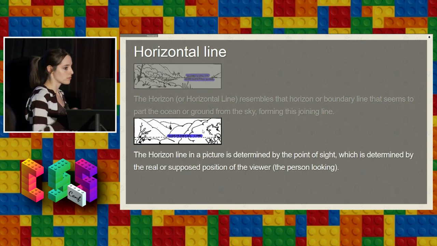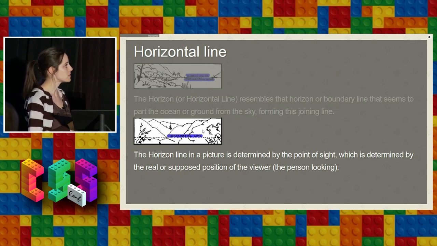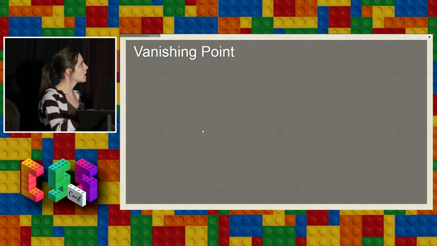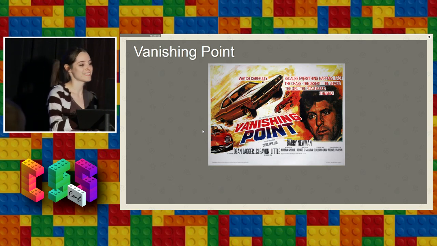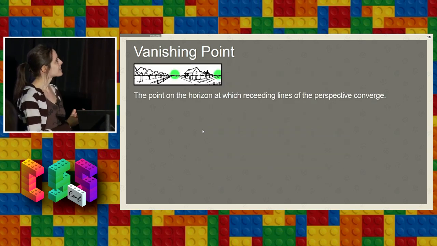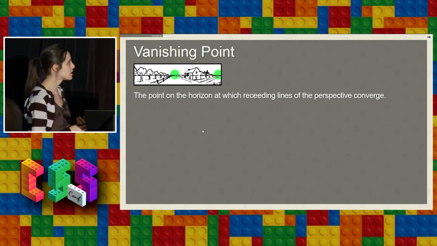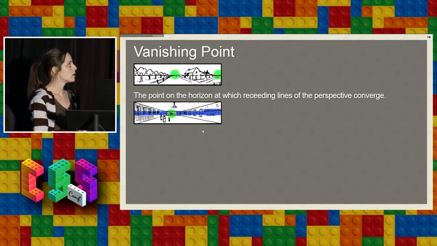It's determined by the point of sight, which is determined by the real or supposed vision of the viewer. So if we are sitting down or standing, it will change. And the vanishing point is not this movie, but it's something different. It's the point on the horizon at which receding lines of the perspective converge. It could be one or more than one. In this example, there are two. But in this one, for example, there's only one, and it's always on the horizontal line.